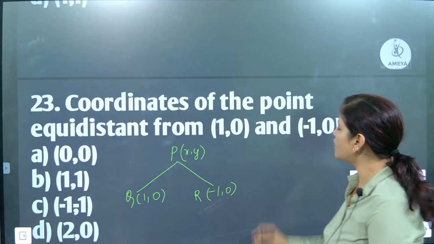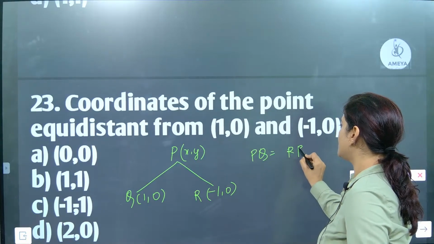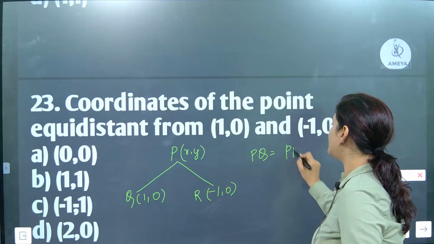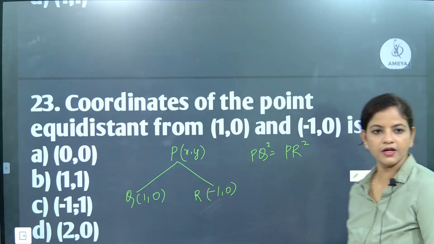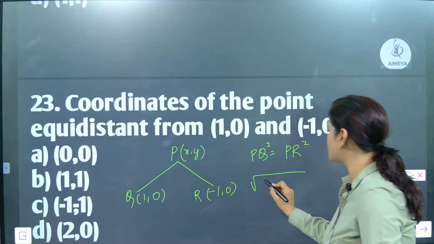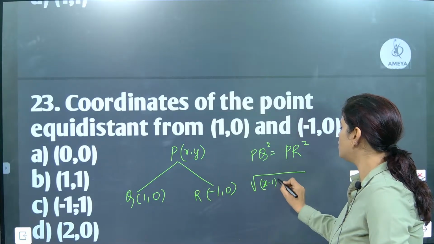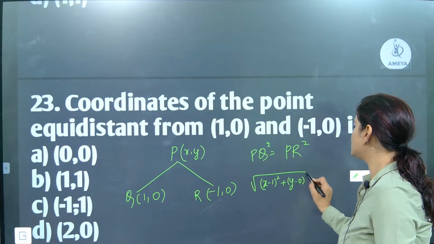We'll use the distance formula. We know that it is equidistant, so PQ is equal to PR. Now we are going to square both sides. That means now the distance formula can be used. PQ means (x minus 1) whole square plus (y minus 0) whole square.